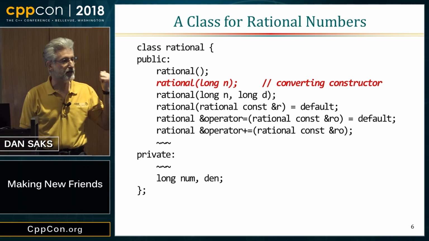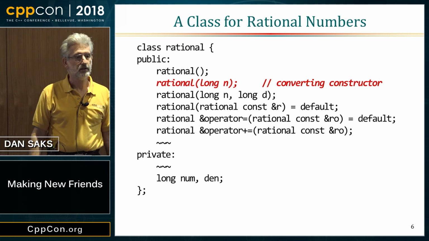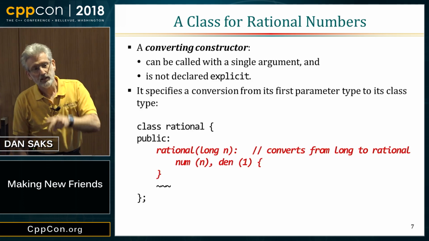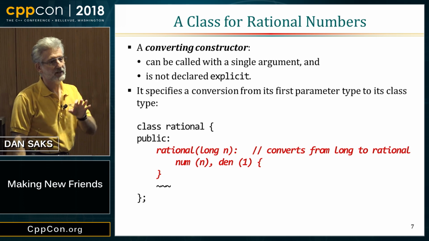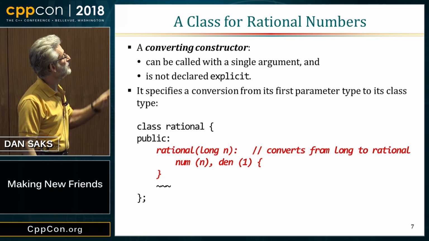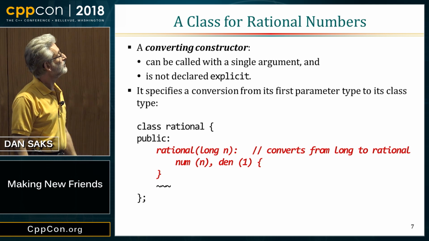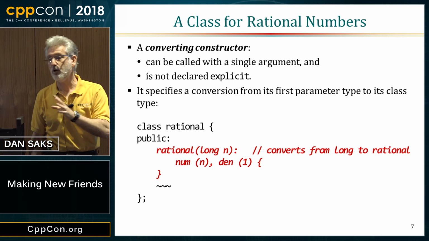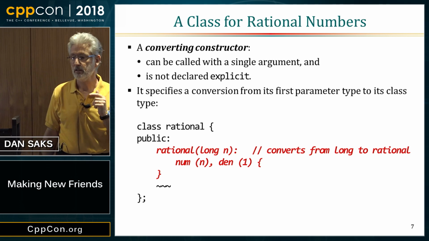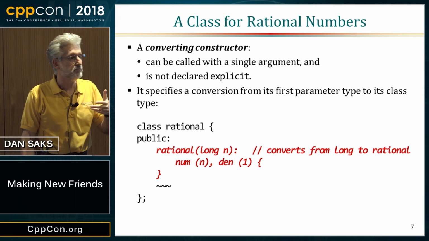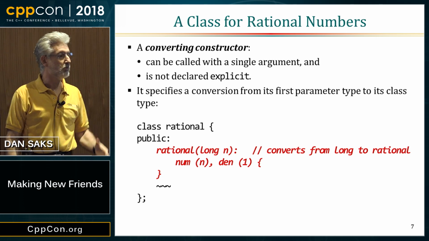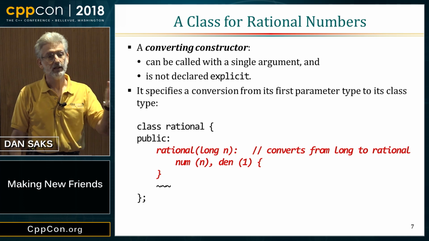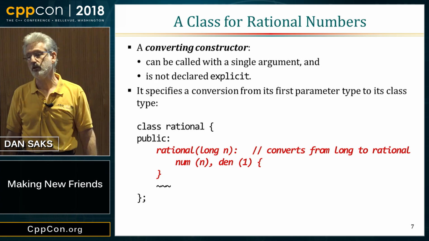But I've drawn your attention to the converting constructor. What makes it a converting constructor is, well, there's a little disclaimer here. This is the old definition. It's good enough for our purposes. In C++03, you would simply say a converting constructor is any constructor that can be invoked with a single argument. It could actually be a constructor with more than one parameter if the parameters have default values. The key thing is you can call it passing it one thing.